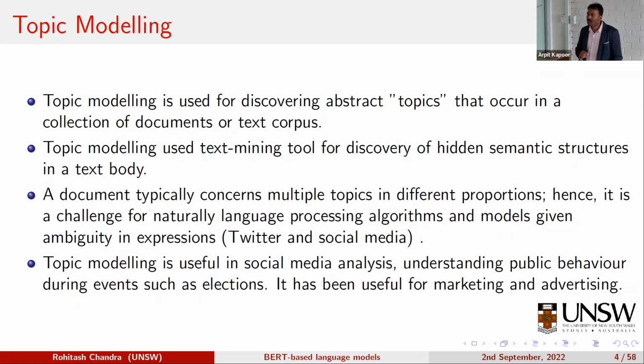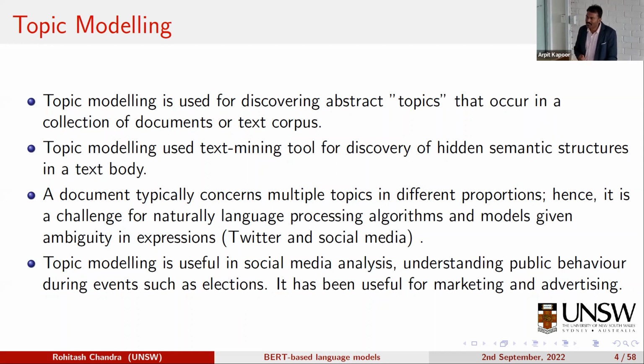And note that a document typically contains multiple topics in different proportions, hence it is a challenge for natural language processing algorithms and models given ambiguity in expressions. And that is also a challenge, not just for topic modeling, but also sentiment analysis, because the way people express themselves on social media, they use a series of jargons, and there are local expressions, and then sometimes they refer to media, movies, series, characters, use a series of emojis and expressions, right? And of course, abbreviations that kind of change every few years, and we have to sometimes Google these things.